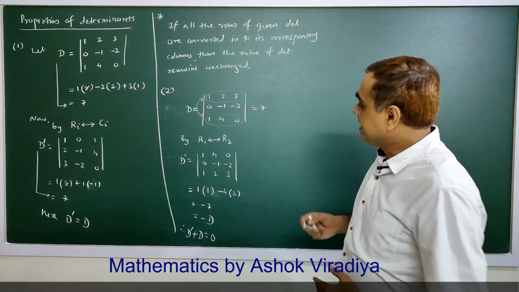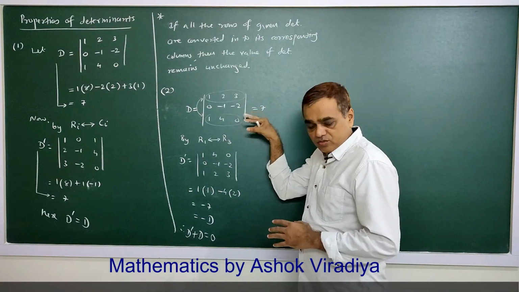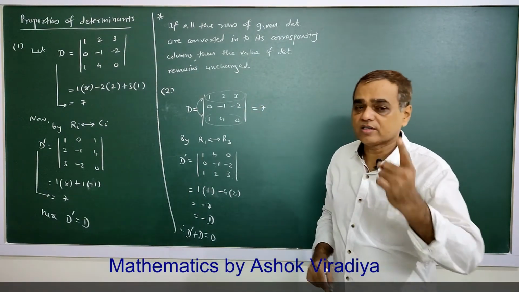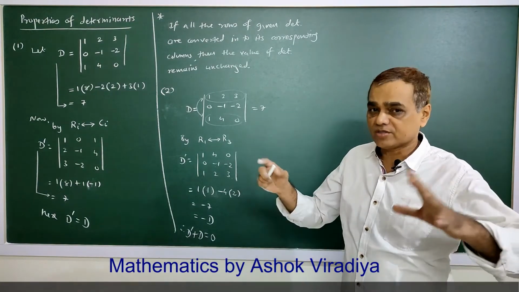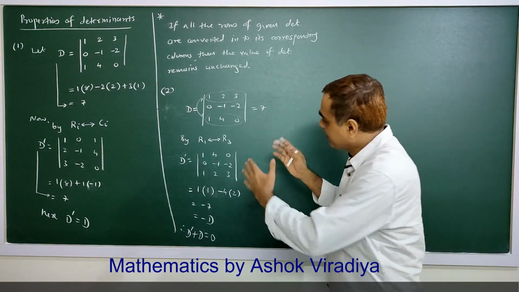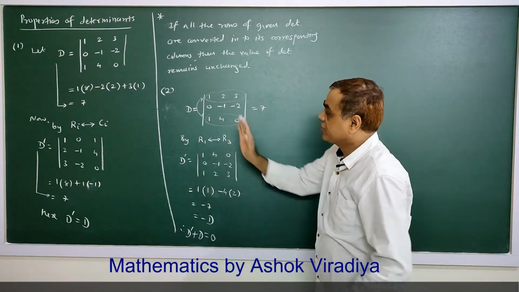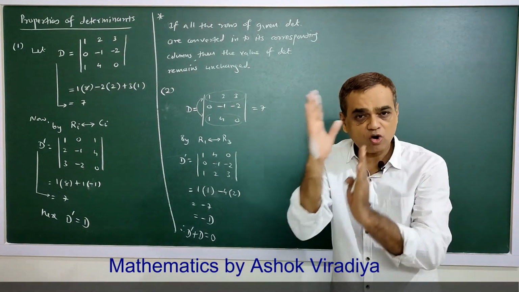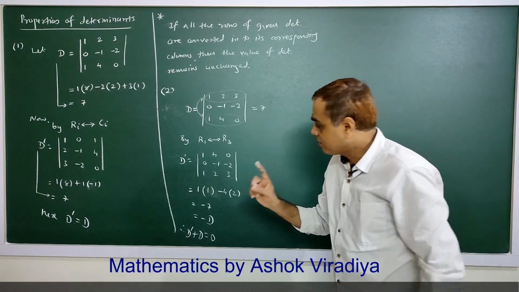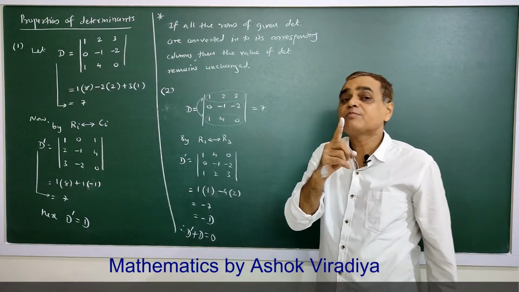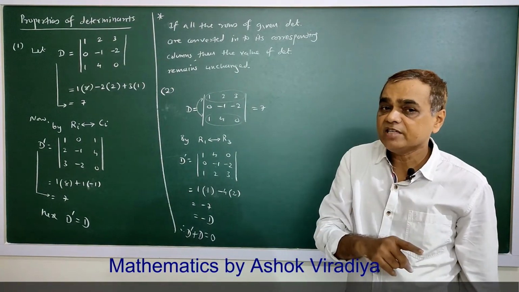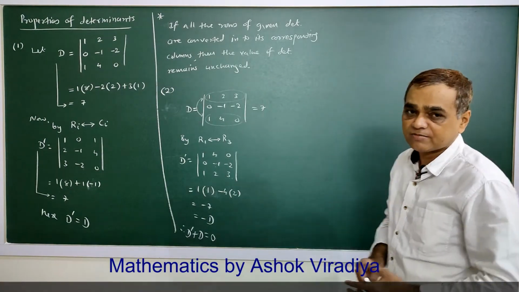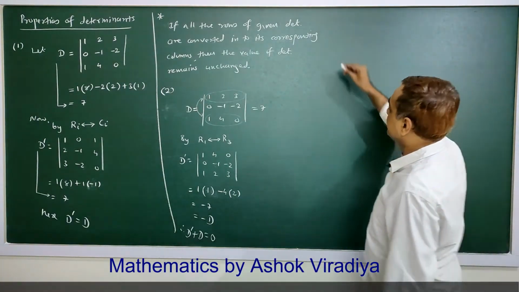So whenever we interchange any two rows among themselves or any two columns, it is not true only for rows. If you interchange first and third column among themselves, first and second column among themselves, then also value of new determinant is additive inverse of given determinant. So that is second property.